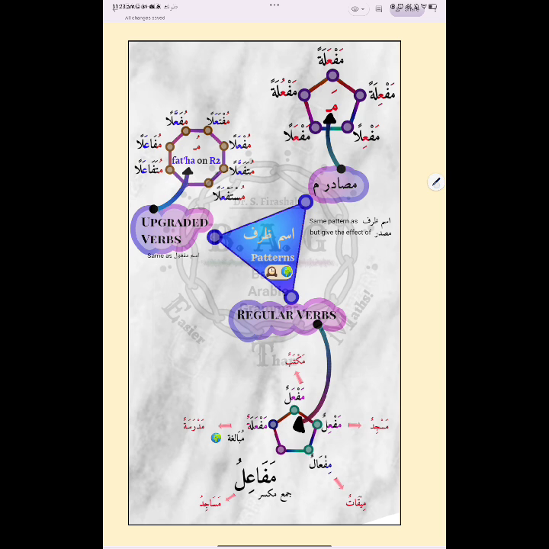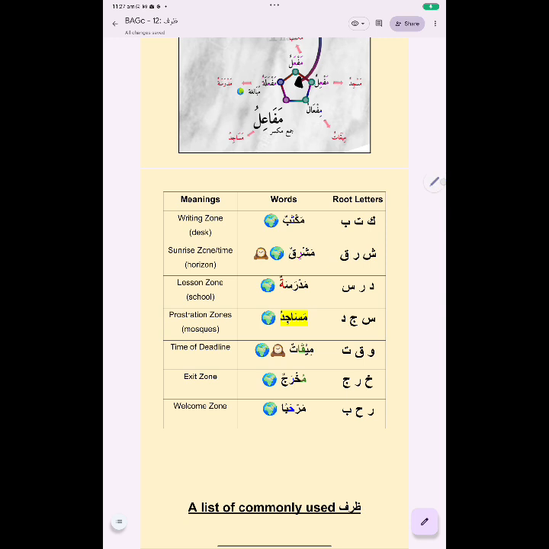And then you've got the word mafa'ilu. It is the jama mukassir pattern. For example, masajidu. What you need to remember is that it is jama mukassir. Now let's do a little drill before we move on to the list of commonly used zarf.